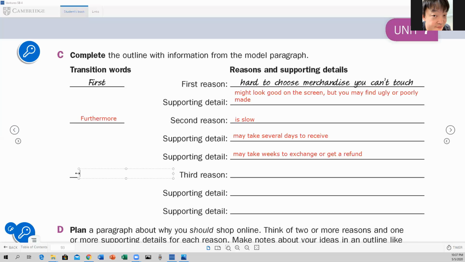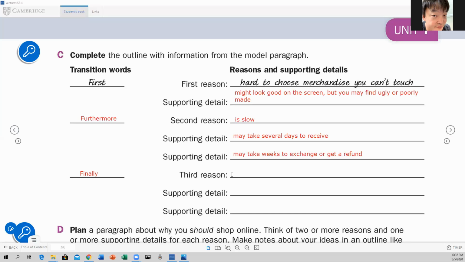Look at the reading, look at the paragraph. Just don't wait for me to write down the answer. Go to your book, check. What is the third transition word? Very good. Finally, that's the third reason transition word.